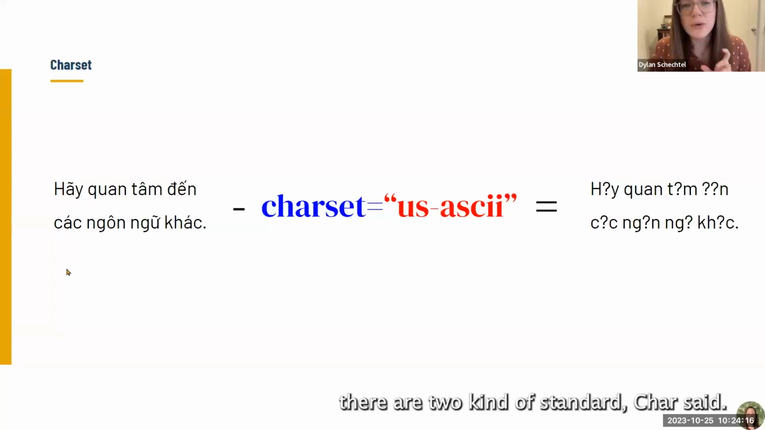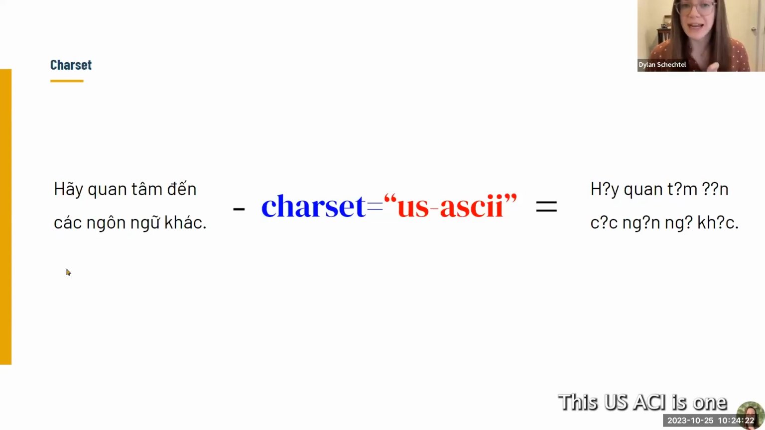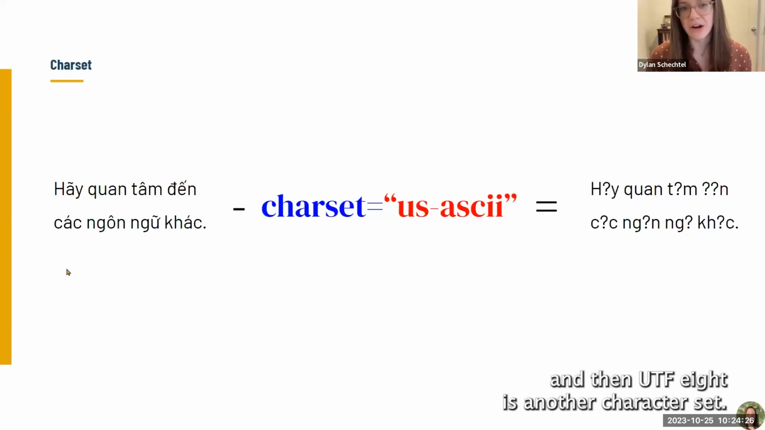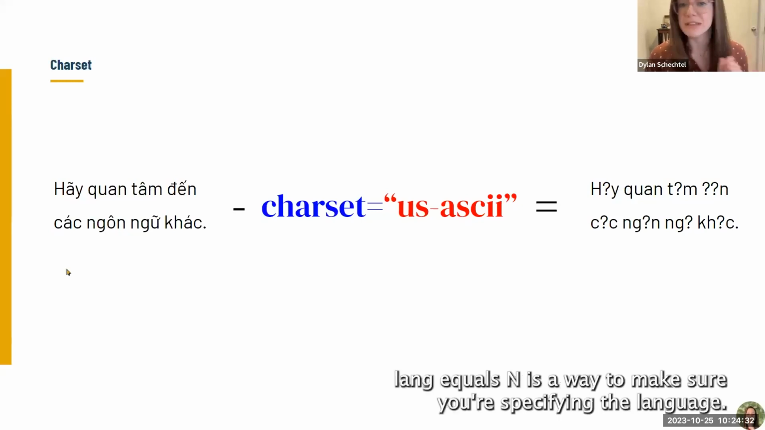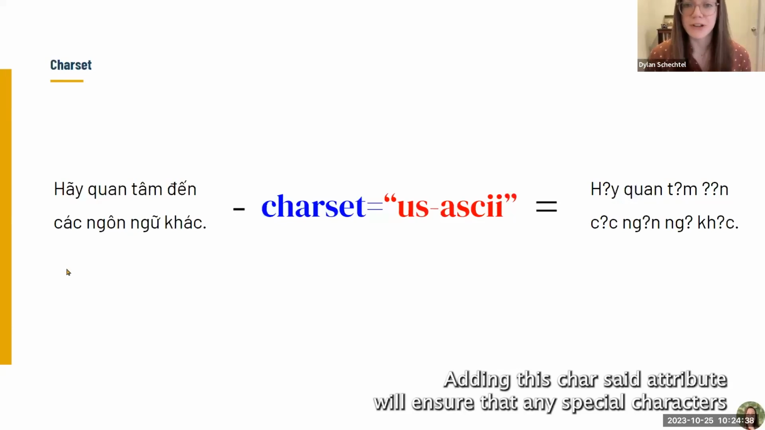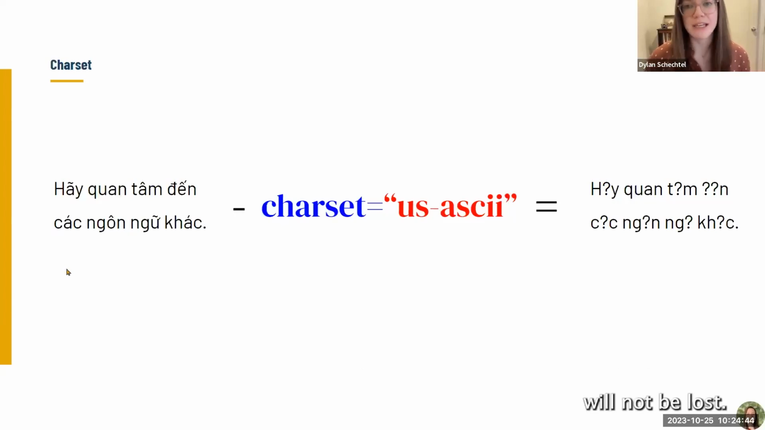There are 2 standard char sets, or character sets, that we see used most frequently. US ASCII is one, and then UTF-8 is another. Those are the most common, and they're very easy to add, in the same way that adding lang equals en is a way to make sure you're specifying the language. Adding this char set attribute will ensure that any special characters inherent in the language you're specifying will not be lost.